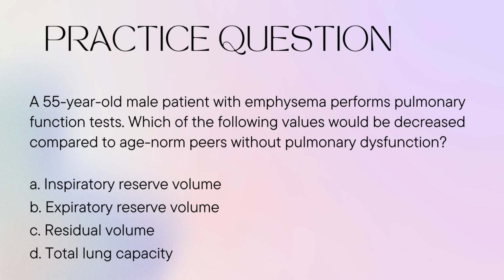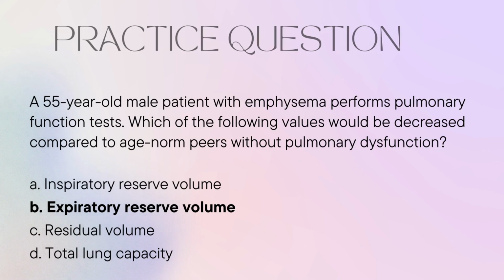So obstructive, this one only has one decreased volume, and that's what the question is asking for. Which of the following values will be decreased compared to age norm peers? Obstructive has trouble getting air out, so that means the expiratory reserve volume will be decreased, so B is the correct answer. Residual volume and total lung capacity, so C and D, would be increased in emphysema due to that decreased recoil and increased compliance. So B is the correct answer, expiratory reserve volume.